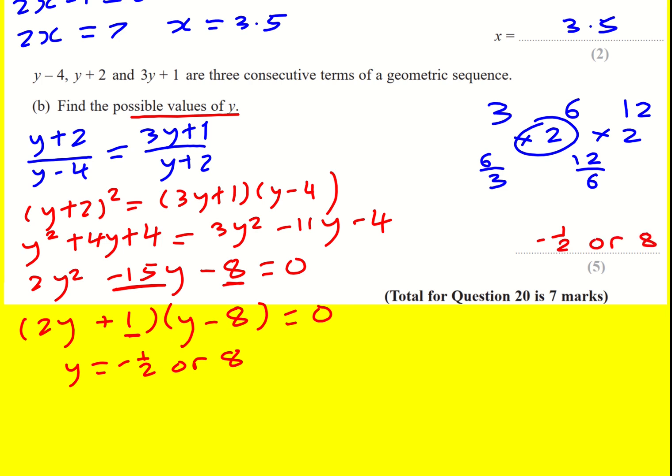You could then put it back in again. Let's do it. 8's going to be a little bit nicer. So I think if it works for 8, you can be pretty happy. You don't have to put it in for minus a half as well. So then we would get 4, 10. Oh, I'm timesing by 2.5, I think. And then this one here would be 25, again timesing by 2.5. Nice one.